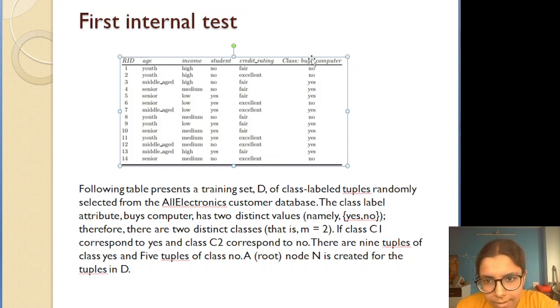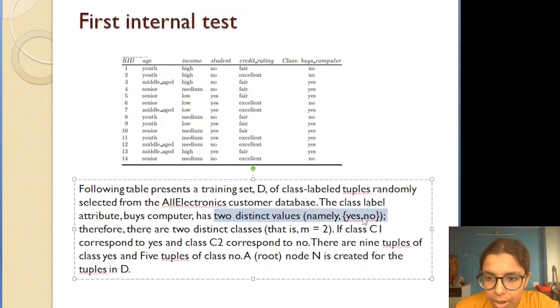Now this buys_computer label attribute has either yes or no, namely two distinct values, yes or no. Therefore there are two distinct classes in the buys_computer label attribute. So if class C1 corresponds to yes, then class C2 would correspond to no.